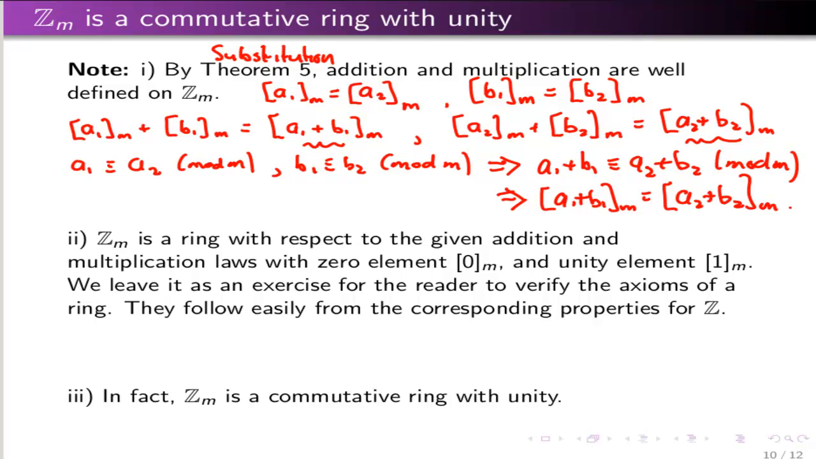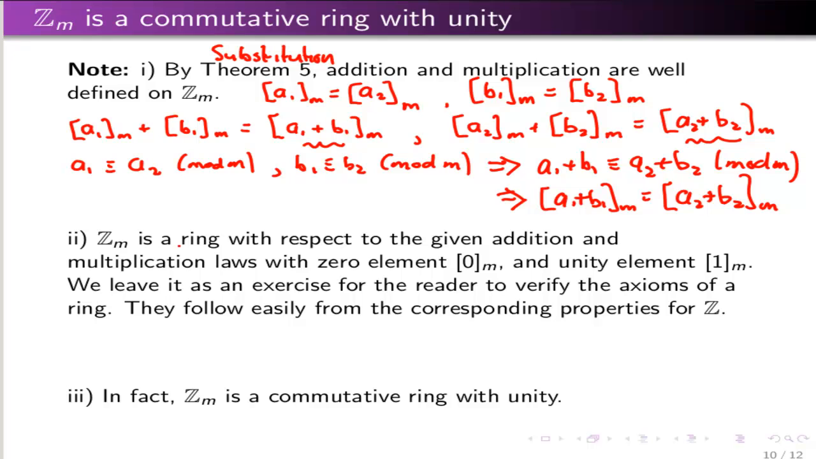So we're lucky. Well, not lucky, we needed that. We get exactly the same answer. And of course, if we had done multiplication, it would have worked exactly the same way as well. So Z_M is in fact a ring.